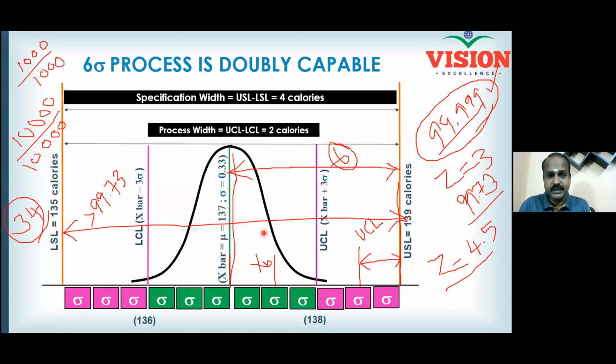And as a result, if your process center shifts by 1.5 sigma, what will happen to your control limit? The control limit will also shift by 1.5 sigma. Do you understand here? I have drawn a control limit here. When the center shifts by 1.5 sigma, my control limit will also shift by 1.5 sigma. Even after shifting, you still have a tolerance. That means even in the long term, your process will remain capable. Even after experiencing a shift of 1.5 sigma from the original position, your process is still capable.